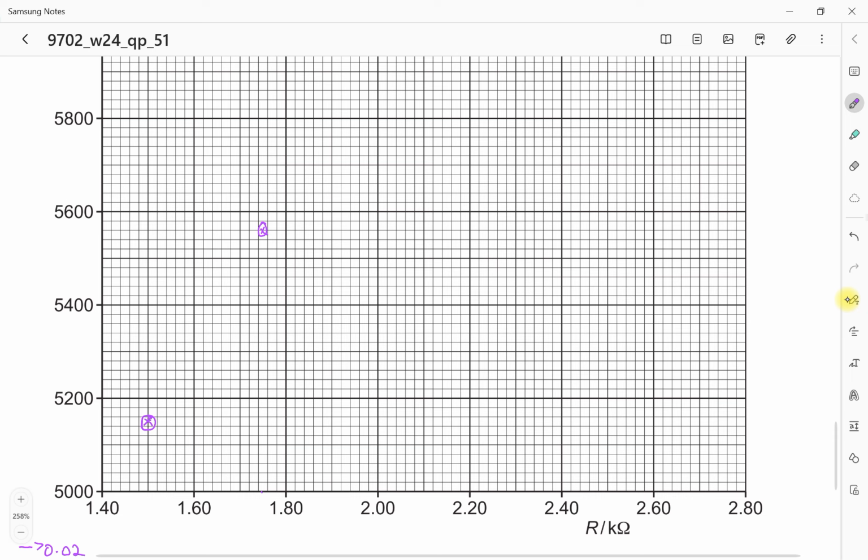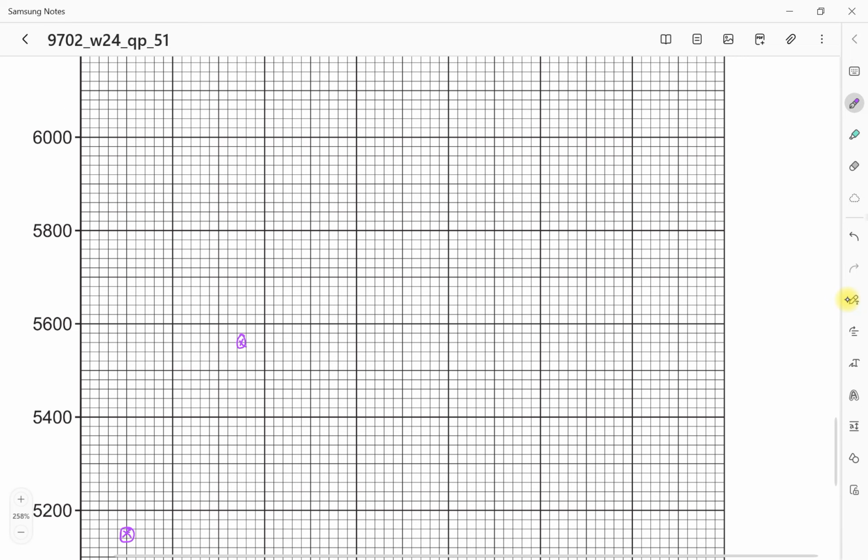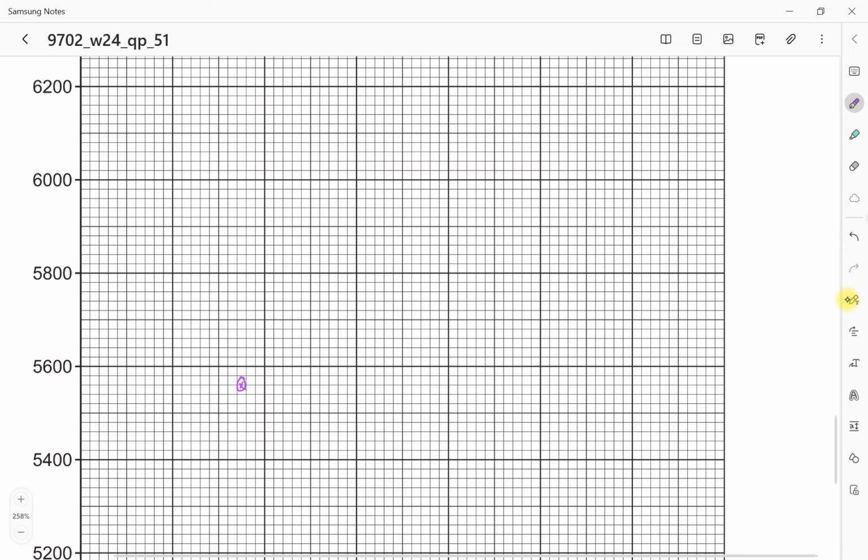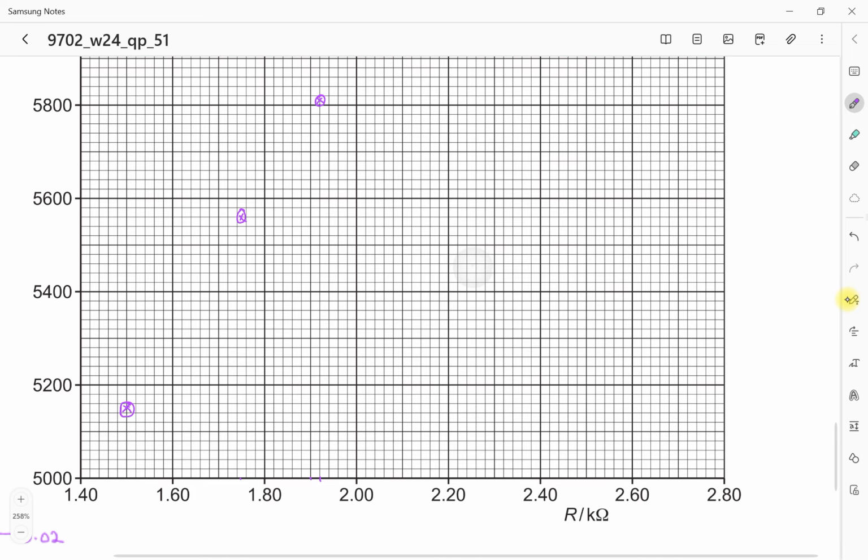Okay. Then the next one is 1.92. Because each box is 0.02, 1.92 is here. 1.92 is plotted against 5810. Because each box is 20, 5810 must be in the middle of this box. I think that is the point.